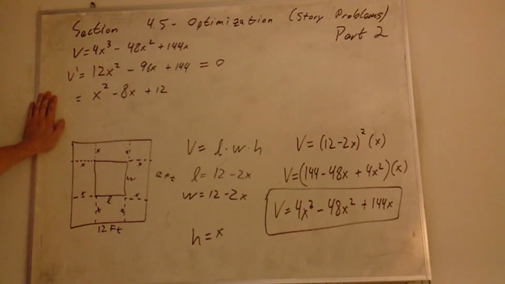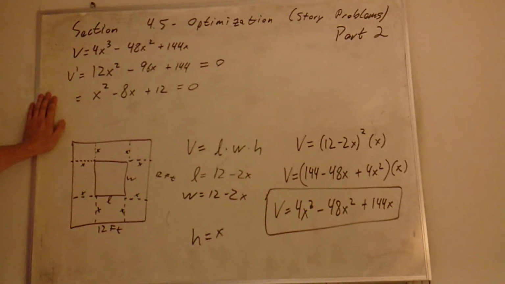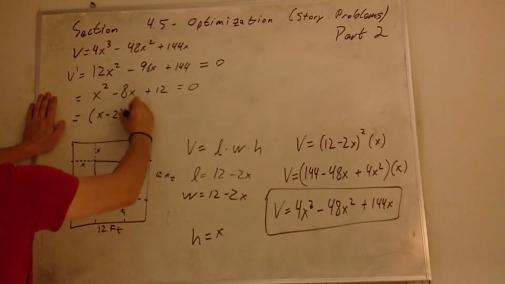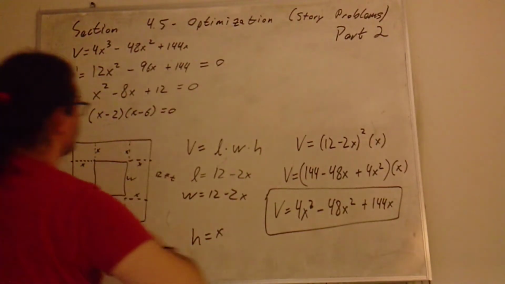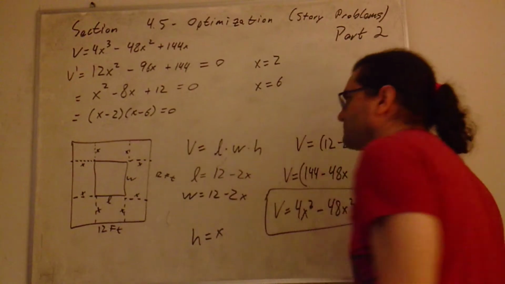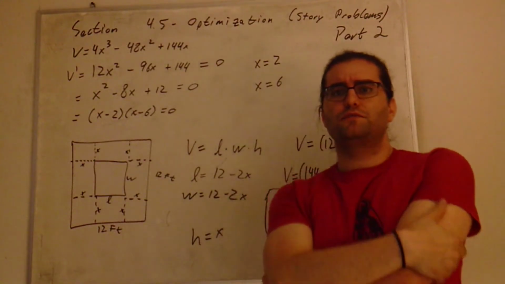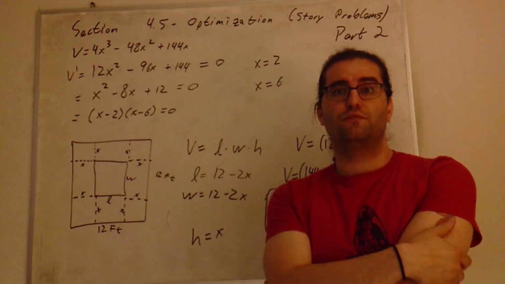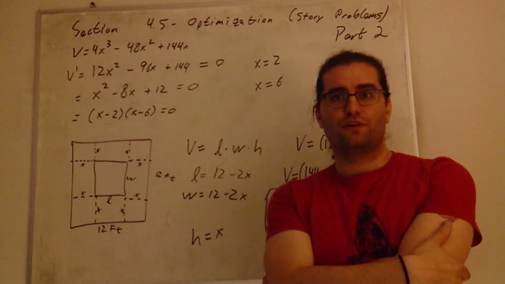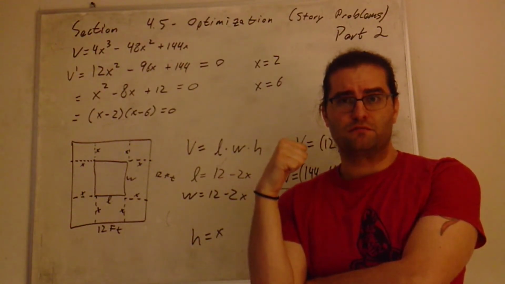So now I need to factor this by finding 2 numbers that multiply to give me 12 and add to give me negative 8. And that should be x minus 2 and x minus 6 equals 0. So I have x equals 2 and x equals 6. At the start of the first video on this section, I was saying we needed to get some answers and then we needed to think about them critically to make sure they make sense. That's going to become really important here because we have 2 answers. Are they both maximums? Is that how this works?